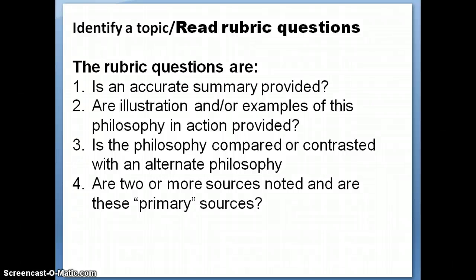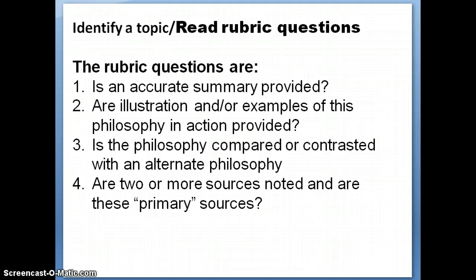Okay, read the rubric questions. You'll notice there are 4 very simple things we need to do. Number 1, you need to know enough about the topic in order to write an accurate summary. Summaries are not easy to write, so I'll tell you that right now. You need to be careful about what you include and what you don't include. But that's the task you're going to work on.